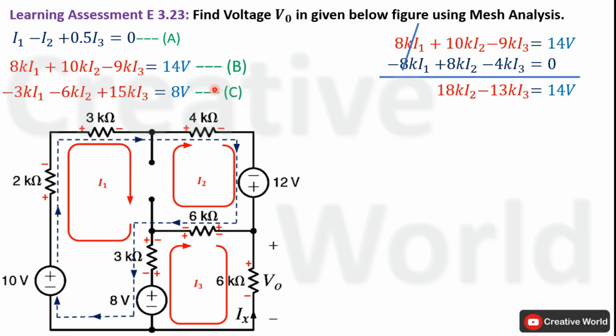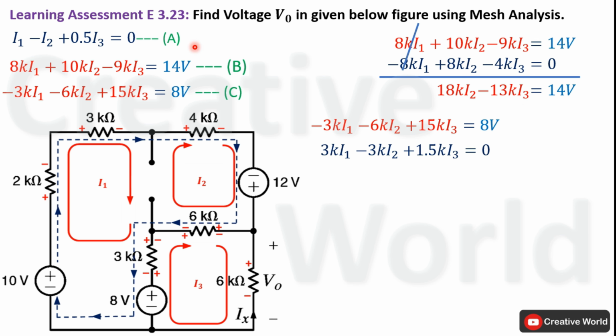Now we will take equation C as it is and will multiply equation A with 3k. This equation will become 3k I1 minus 3k I2 plus 1.5k I3 equal to 0. Add these equations together. Minus 3k I1 and plus 3k I1 will cancel out with each other, and sum of these two remaining equations will become minus 9k I2 plus 16.5k I3 equal to 8 volt. Now in order to omit I2 from these two equations, we will multiply this equation with 2 and add that resulting equation into this equation.